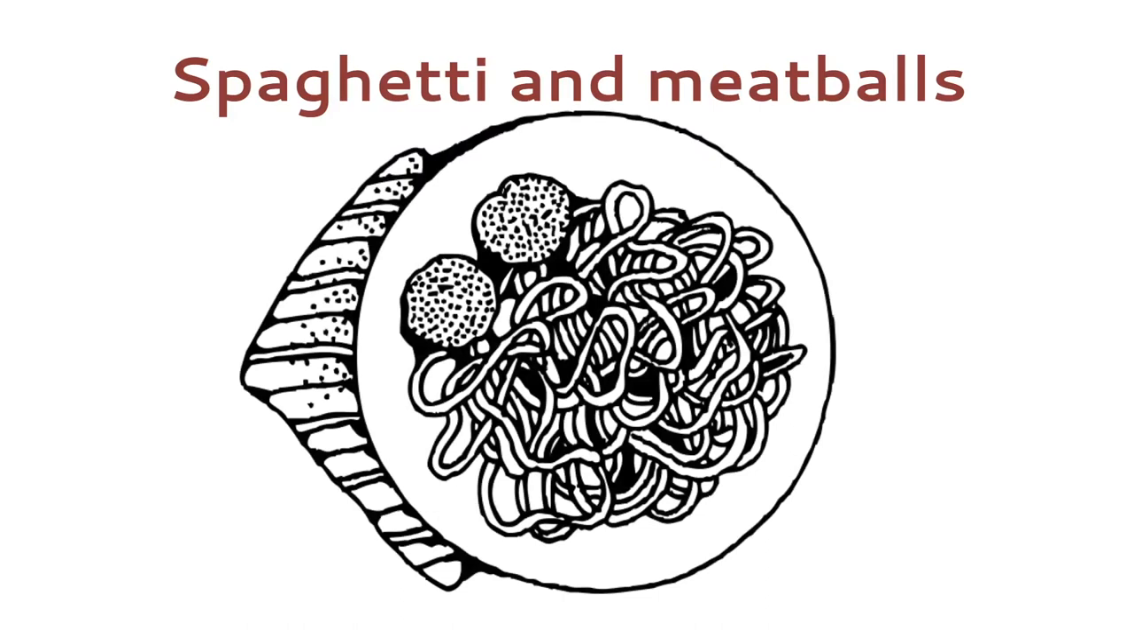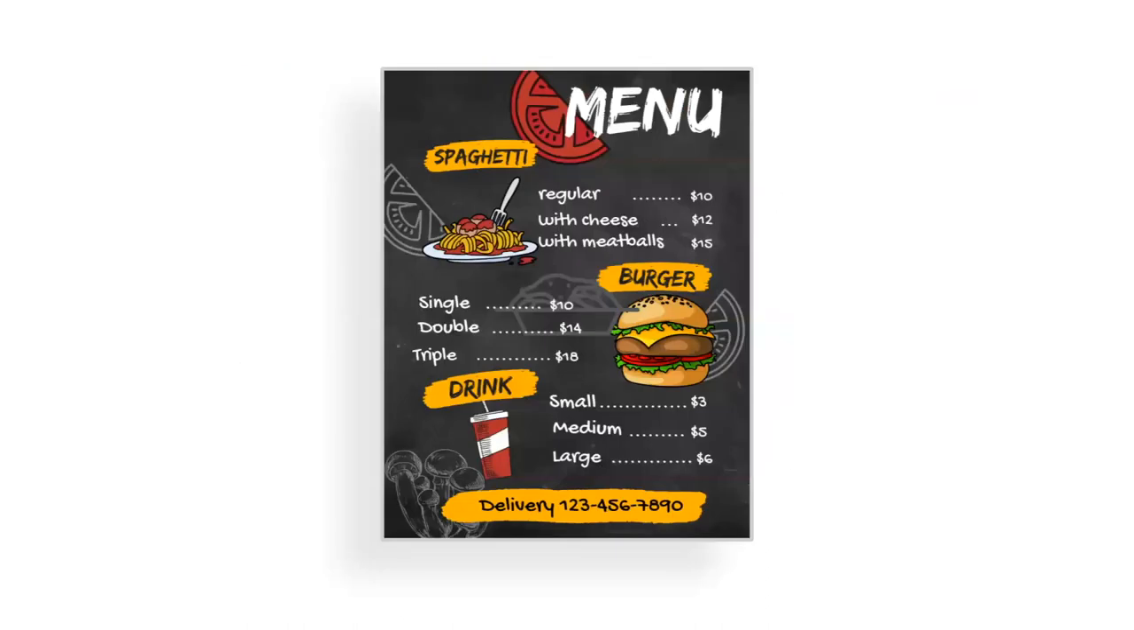In the case of spaghetti and meatballs, if I show you a menu like this, you're looking at the menu, you're the client, and you're like, okay, I see a nice little graphic menu. It's pretty simple. Few items on there, not too expensive. I can see that I'm getting spaghetti. I have my choice of just plain old spaghetti. I can add some cheese or I can add some meatballs. Cost me maximum $15, right?